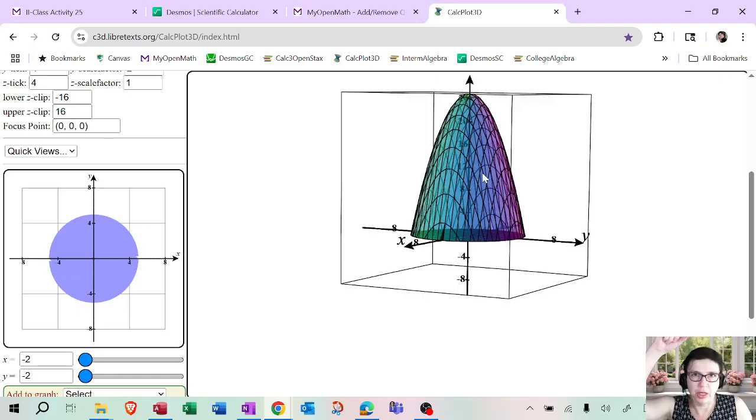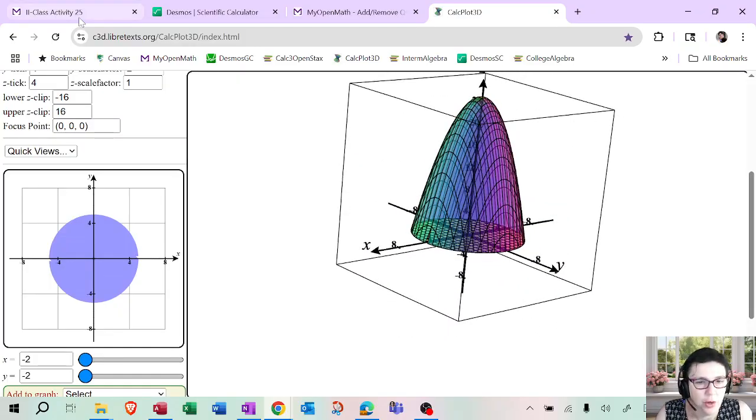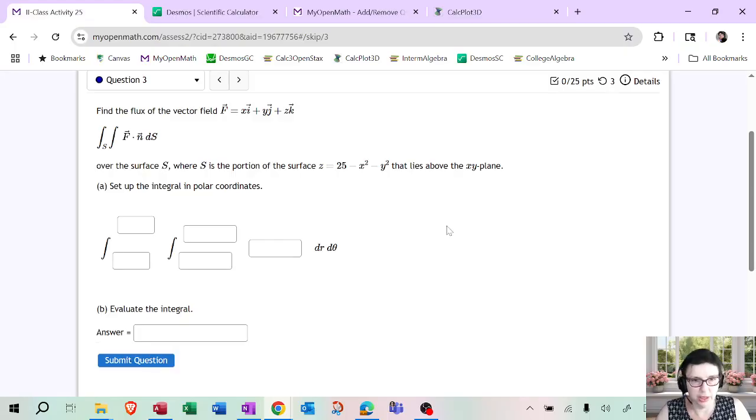Just imagine that every point on that paraboloid, you switch from x y z to x y 0. So it's just going to drop to this circle, right? So the circle is going to be the projection on the xy plane. All right, so let's see if we can compute this integral.